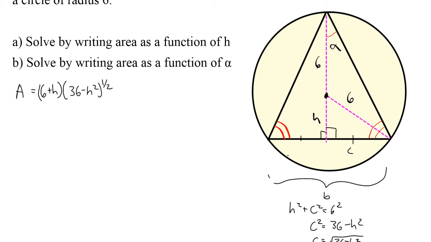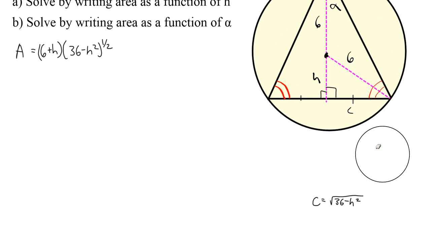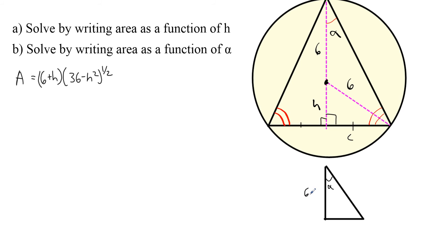And so the first thing I want to do is, let's erase this. I want to talk about just this little triangle right here. So I'm going to draw it in here. This triangle. It's just a miniature version of it so we can see it, and we can talk about it without all this other stuff. This distance here is alpha. And then this distance here is 6 plus h. And this distance we said was the square root of 36 minus h squared.